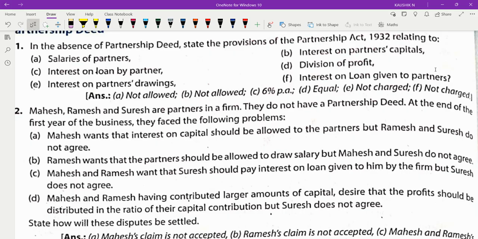Moving on to the next, the fourth one. What is mentioned in the fourth one? Division of profit. How will you do division of profits?